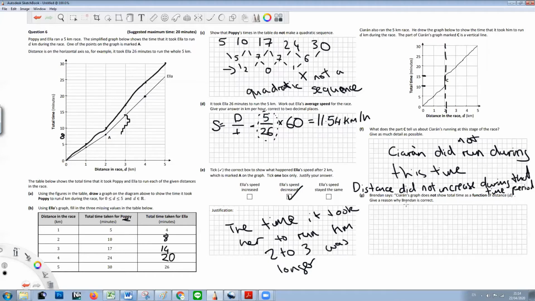Okay, Brendan says Kieran's graph does not show the total time as a function of distance d. Give a reason why Brendan is correct. So for these kind of questions, it's just very important to know what a function is. A lot of the time we'll say f of x is equal to x squared plus 2x squared plus 4, whatever it is. When we say a function of x, we basically mean that this is the same as y.